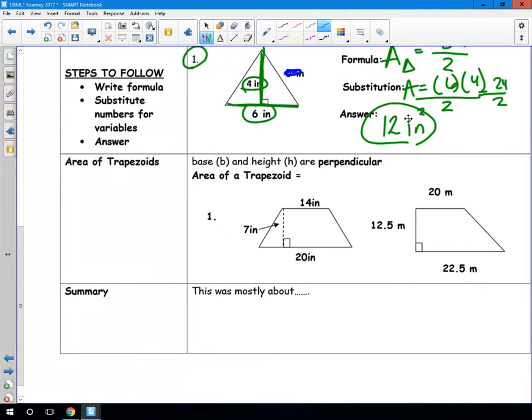Go back and find it. Don't give up. You've got to keep trying until you figure out how to do these problems. So go back, look at your formulas. Go back and watch the video if you need to.